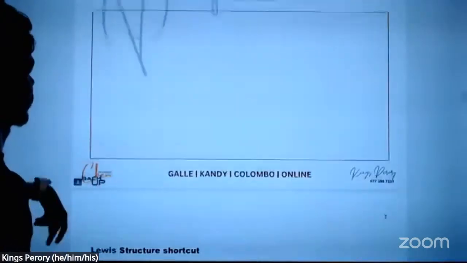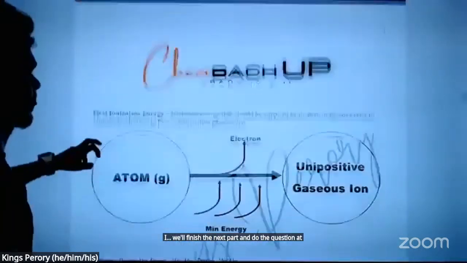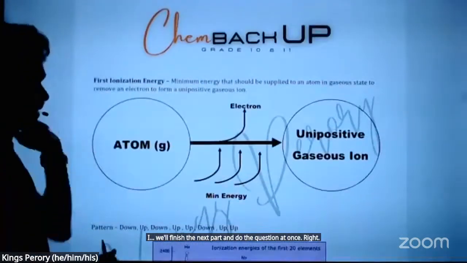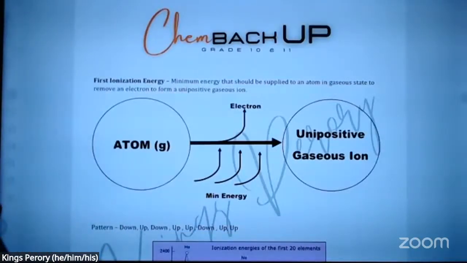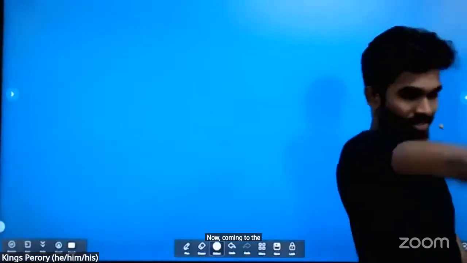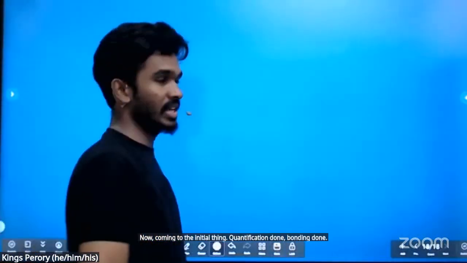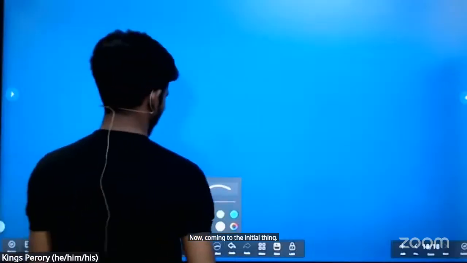We'll finish the next part and do the question at once. Now coming to the initial thing. Quantification done. Bonding done. Now coming to the initial thing.